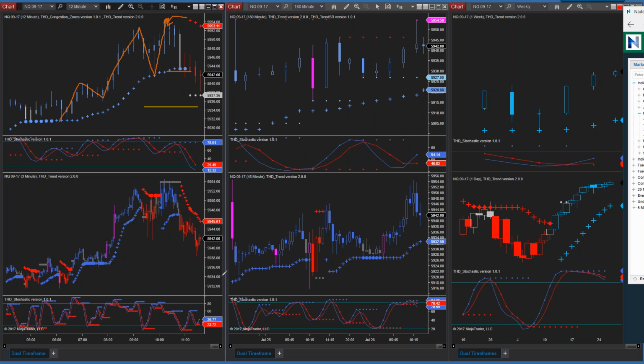If we're going short, what do we want to do? We want to sell the high, and the high will probably be around 50.53. Does everybody understand that?